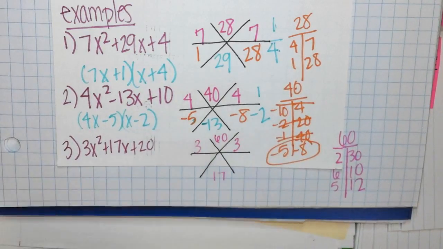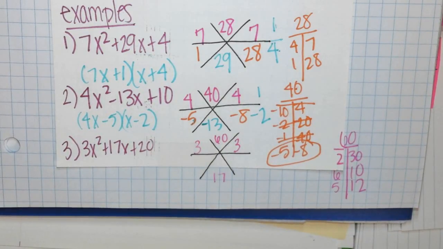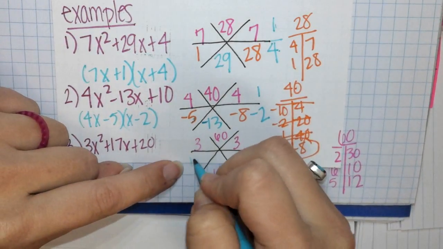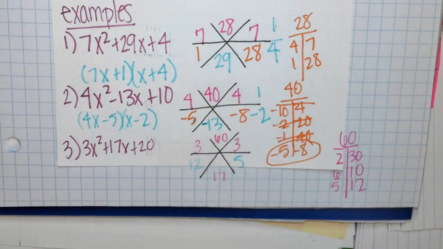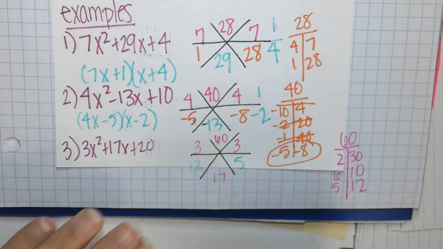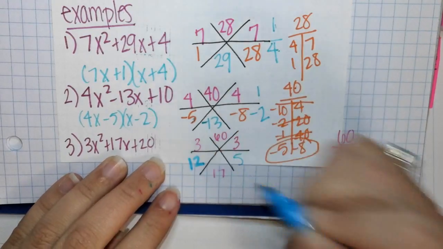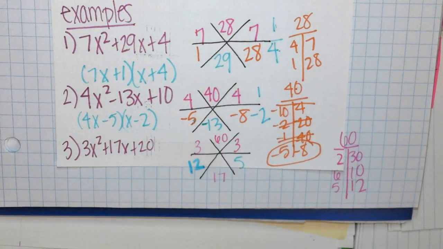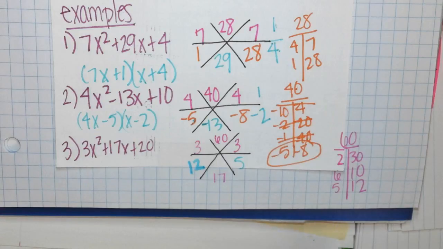Now, what goes in the bottom left and right? 12 and 5. Good. It doesn't matter which one goes first. Sorry, Natalie, for throwing you off. It really doesn't matter, okay? You can put it either way. But now that I've swapped it, which side reduces? The left side, 3 and 12.